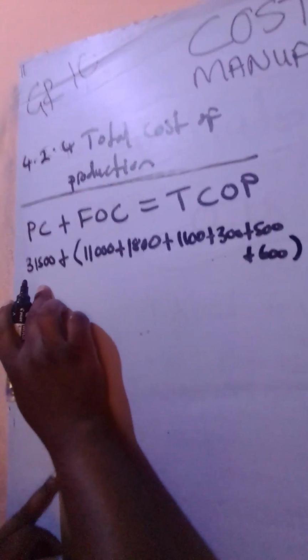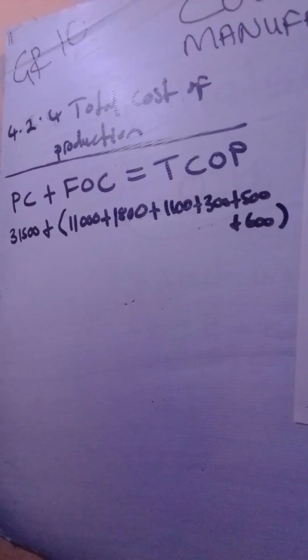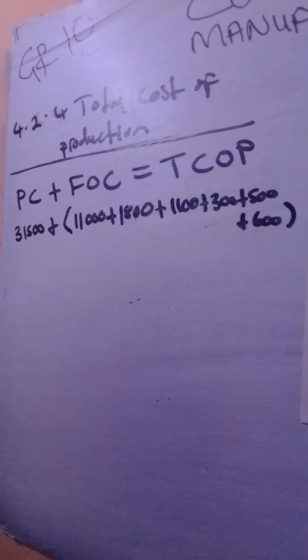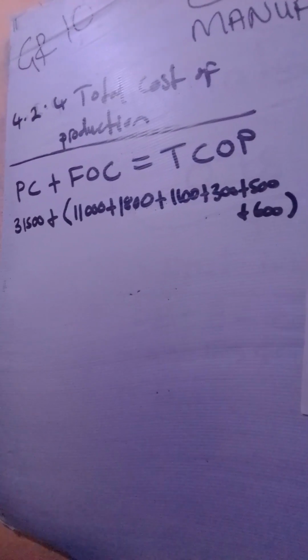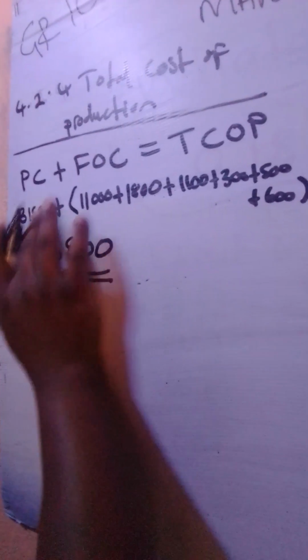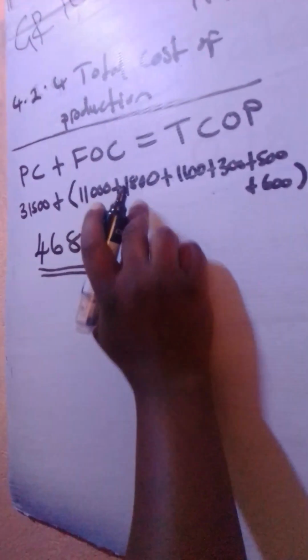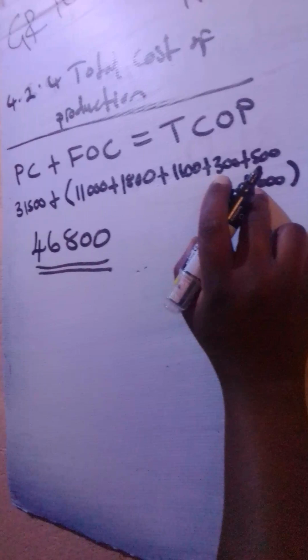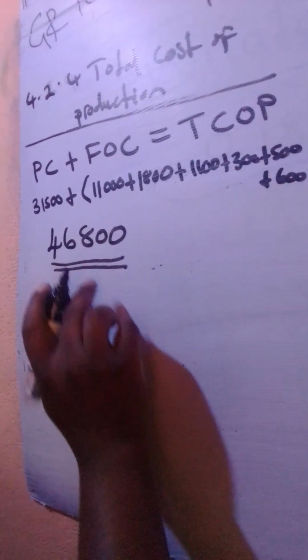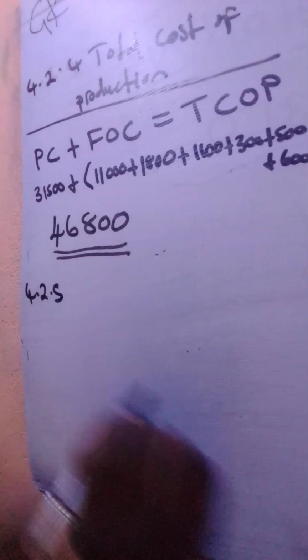We add them to the prime cost. So after adding everything, we are going to get a total of 46,800. 46,800 is our total cost of production, the prime cost plus the factory overhead cost. Remember, we have got the rent, the water and electricity, and these are indirect material costs. And then it gives us a total of 46,800. So that's 4.2.4.